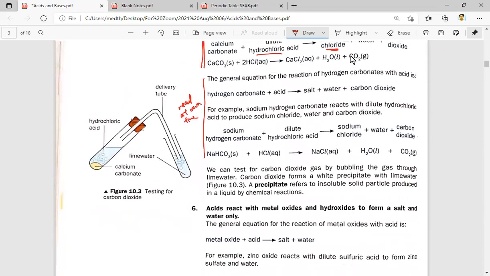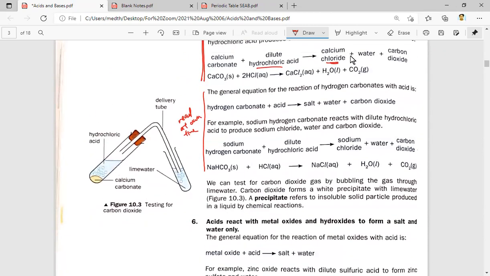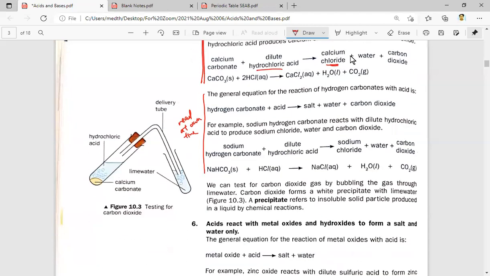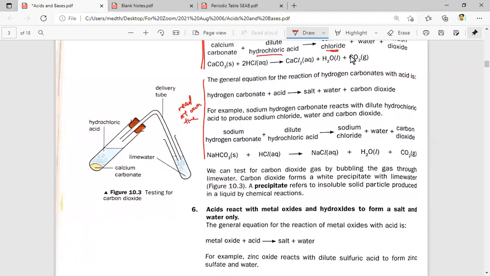Now, the interesting thing is this. We know that carbon dioxide gas is produced. In the previous example, we learned how to test for hydrogen gas. In this segment, we're going to learn how to test for carbon dioxide gas. How to test? We bubble the gas through lime water. By bubbling the gas through lime water, we're testing for carbon dioxide. So this is a test for carbon dioxide.